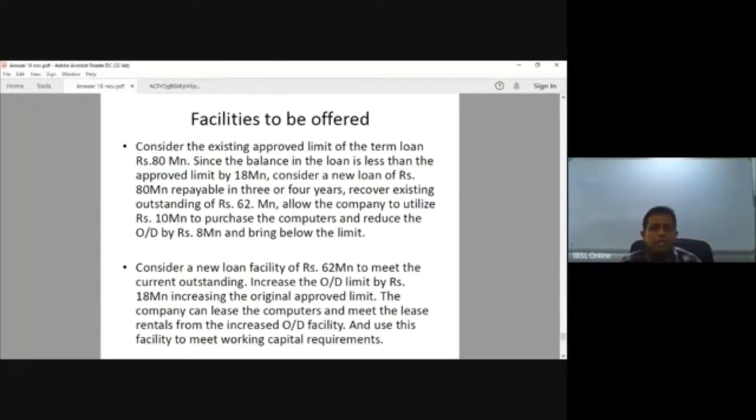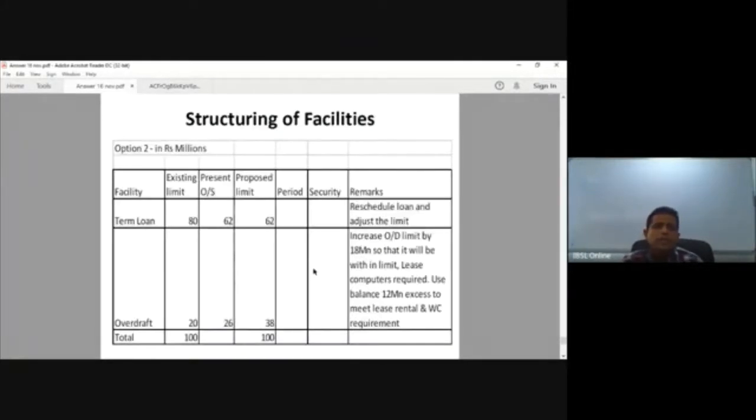The second option is, if you go to the second option, we propose 62 million, the proposed limit of the current outstanding of the existing loans, and the balance 38 million for the overdraft, right? If you take the overdraft, the current outstanding is 26. If you propose 38 million, you are left with 12 million excess. And with that 12 million excess, you can use it for working capital and other requirements that they want, 10 million. That is the second option.